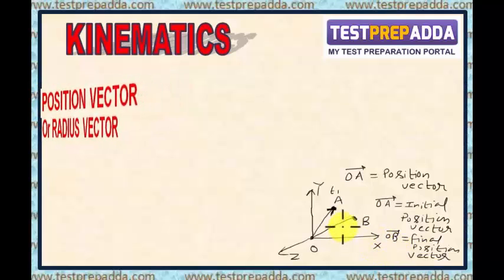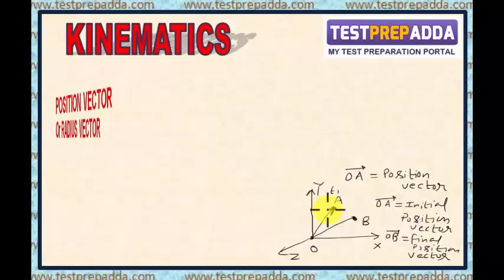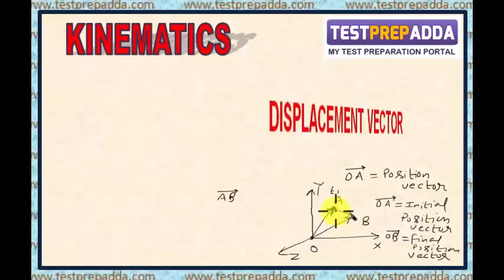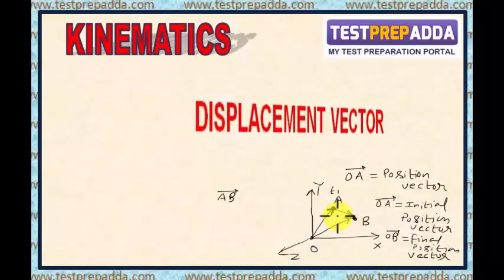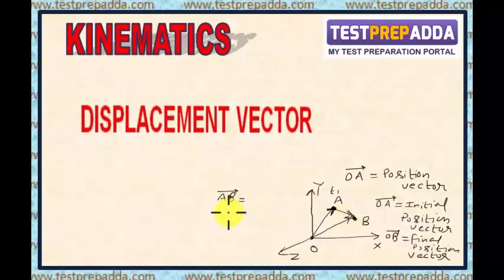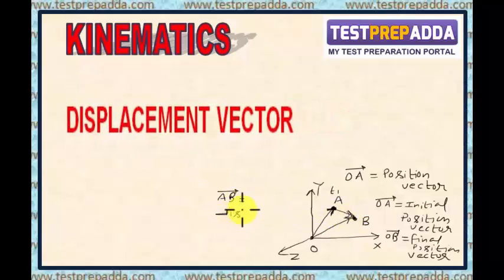Now if I join the initial position A to final position B like this, then this AB vector is actually a displacement vector. This is the displacement vector.